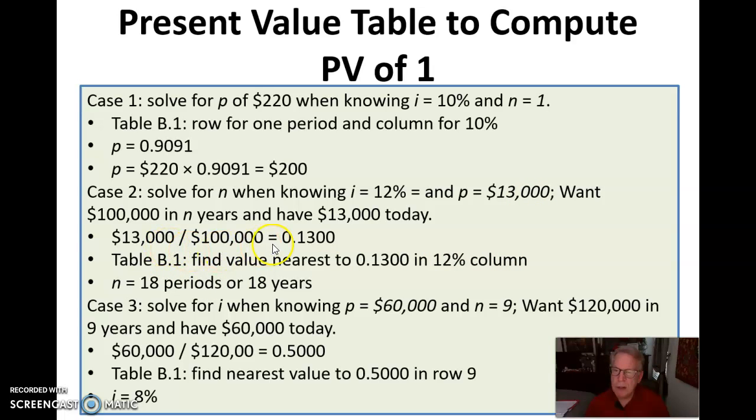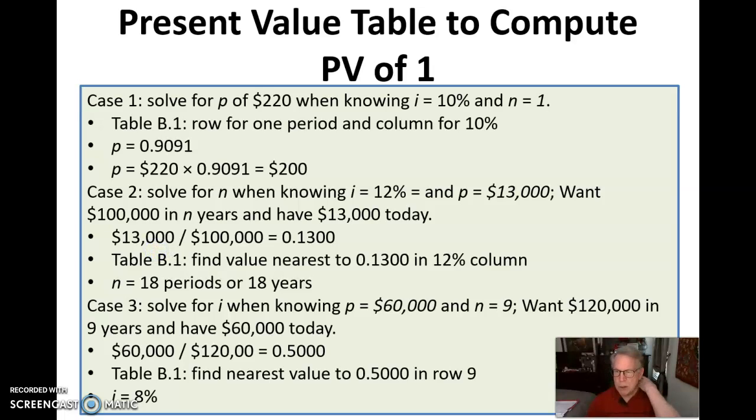So we take 13,000 and we divide that by 100,000, and that's 13%. So then we go into table B1 and we find the value nearest that in the 12% column. And we find that it's going to take about 18 years at 12% to get you to $100,000, putting this single amount in at 13,000.